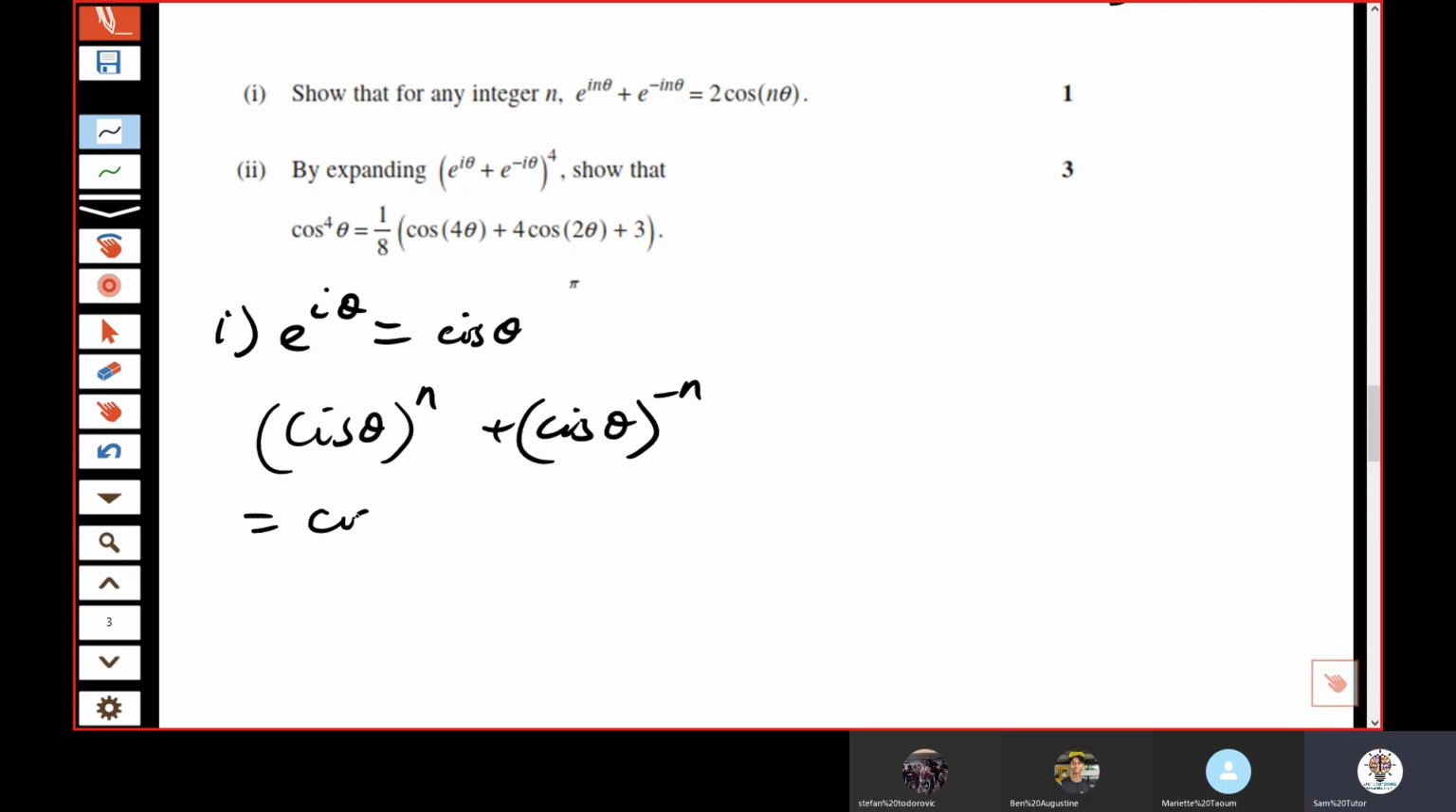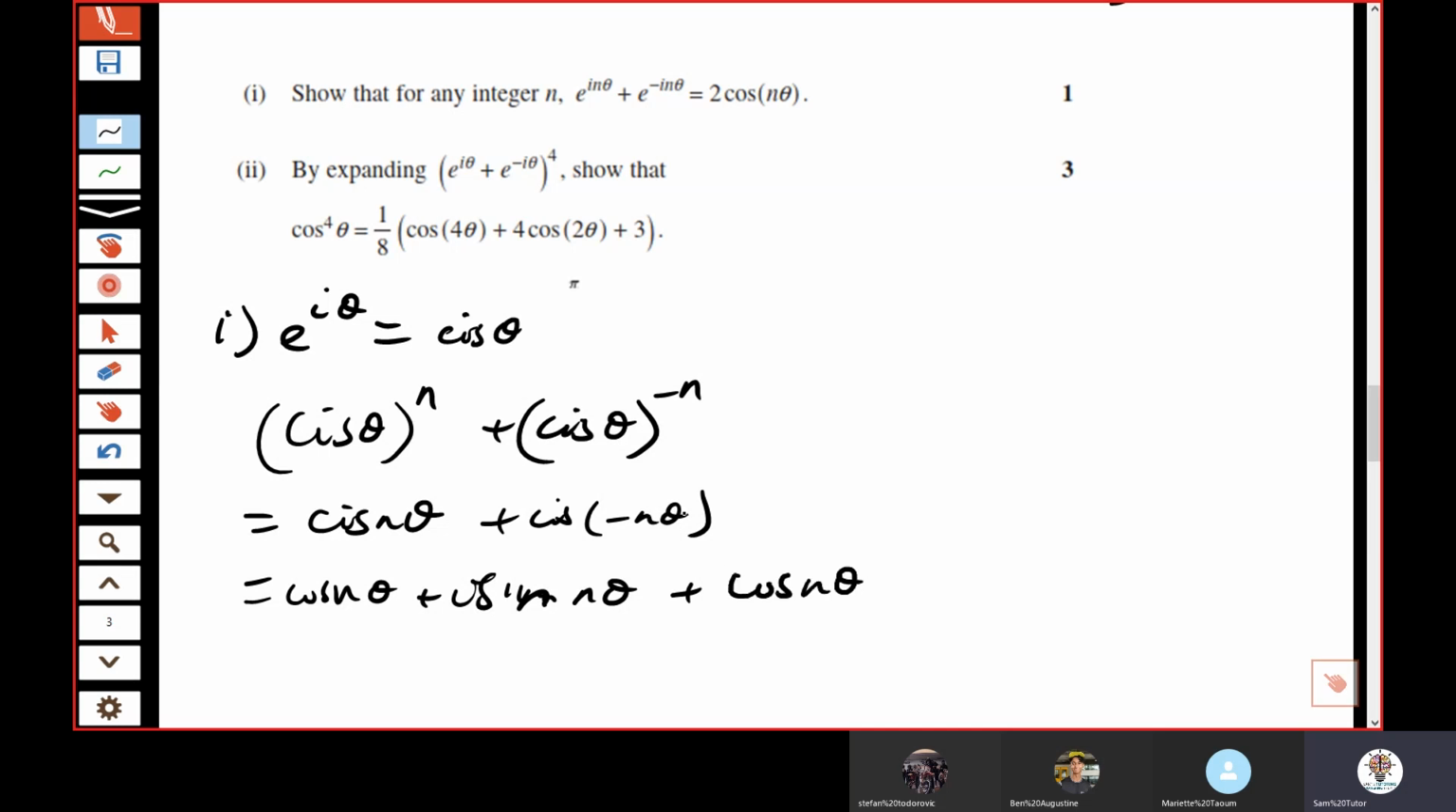Hopefully if you do it right using De Moivre, this becomes cis nθ plus cis negative nθ. What's cis nθ? cos nθ plus i sin nθ, plus, what's cos of a negative? Cos, good. cos nθ. What's sine of a negative? Negative i sin nθ, and what happens? What do you get? Easy 1 mark. Boom.